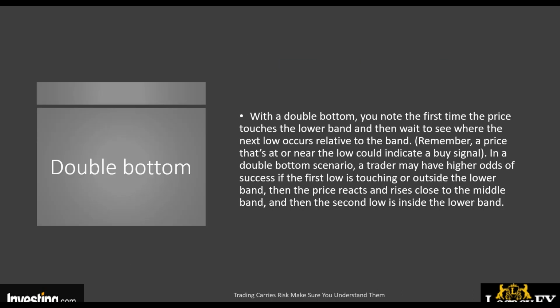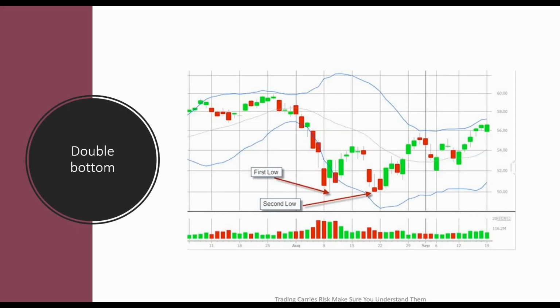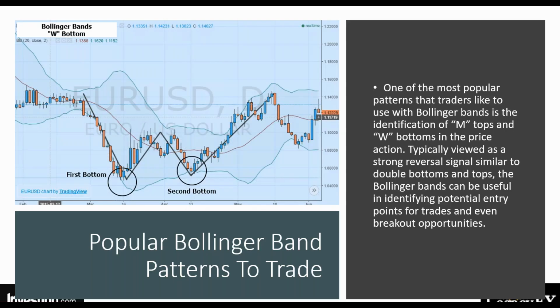So we call them double bottoms. In other words, one of the most popular patterns that traders will look for when using Bollinger Bands is identification of M tops or W bottoms. They're typically viewed as strong reversal signals similar to double tops and double bottoms. The Bollinger Bands can be useful in identifying potential entry points for trades and even breakout opportunities.